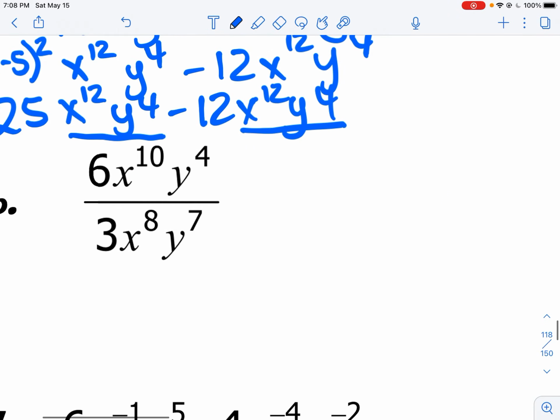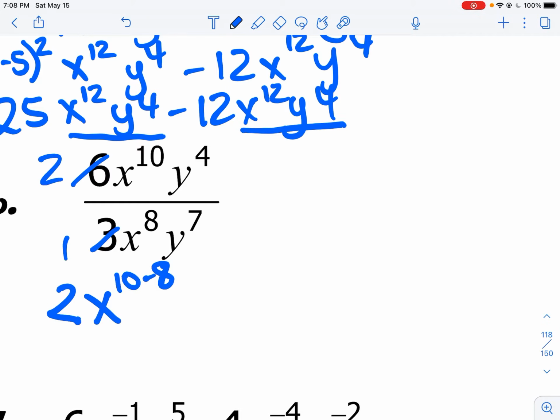This next one, again, there's nothing to do in the numerator. It's simplified in the numerator, it's simplified in the denominator. So now I just need to do my division. So 6 divided by 3 would get me 2 over 1. So I have 2x to the 10 minus 8, y to the 4 minus 7.